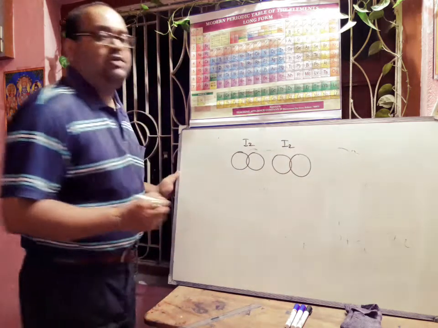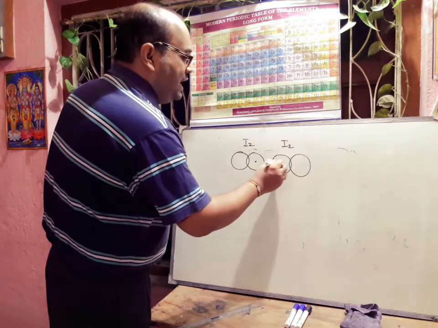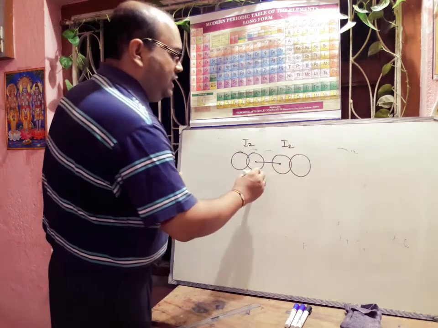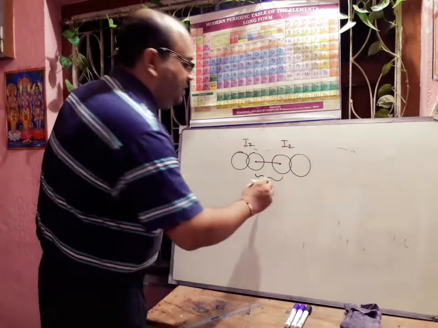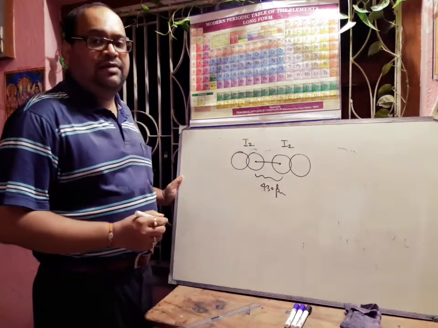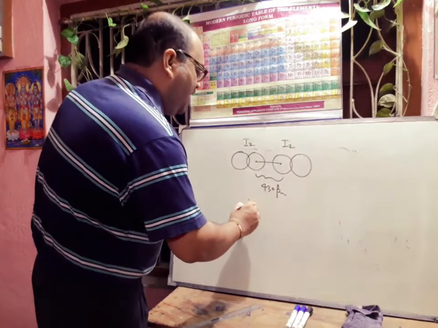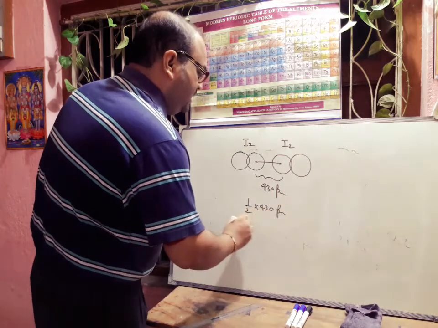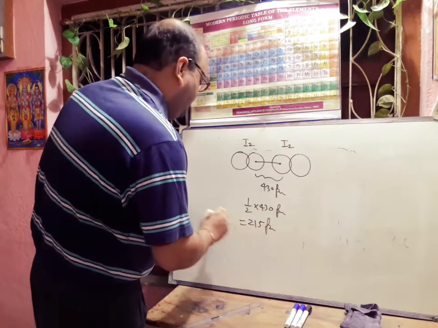What will be the van der Waals radius here? For the two neighboring atoms, if we calculate the internuclear distance, we get a value around 430 picometer. So the van der Waals radius in the case of iodine will be half of 430 picometer, which is around 215 picometer.